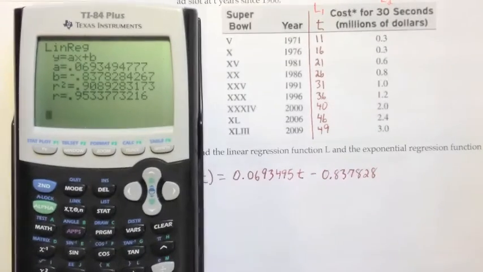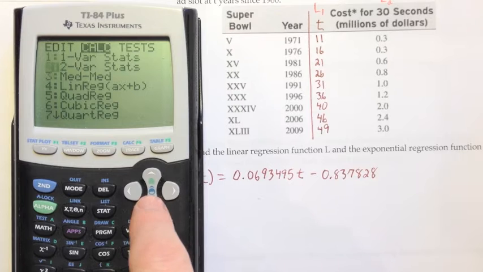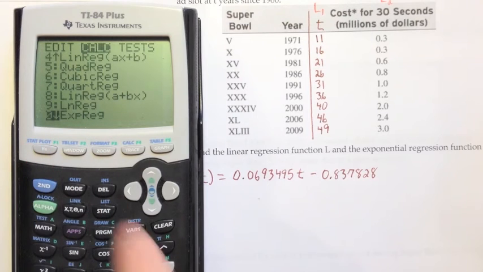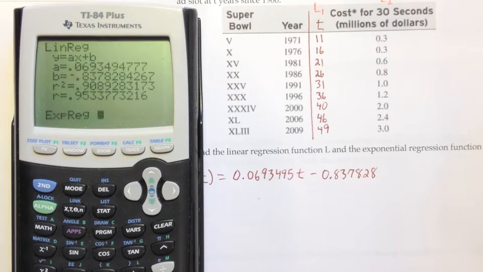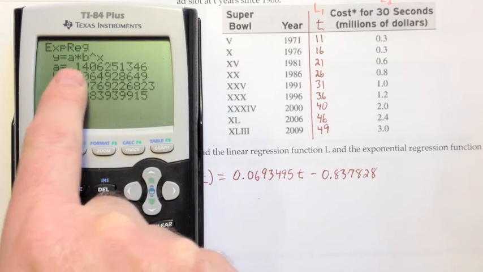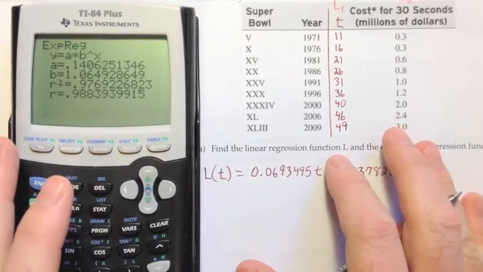So same idea. I'm going to hit the Stat button. I'm going to go to Calc, but this time I'm going to go down further and find the exponential regression, which is down here at number 0. So highlight that, press Enter, do second L1, comma, second L2, and it's going to give me y equals a times b to the x, and it's telling me the a and the b. So I want to write those down.